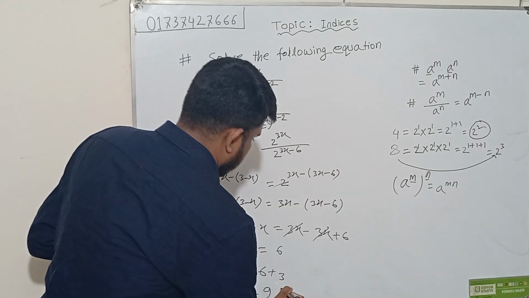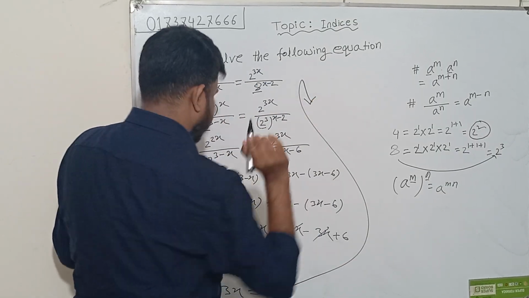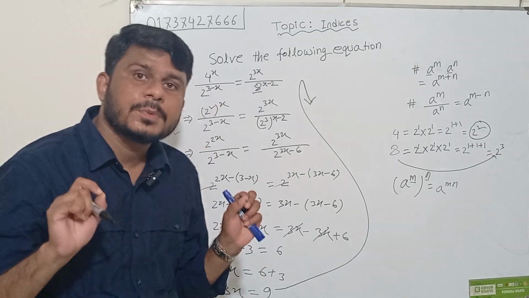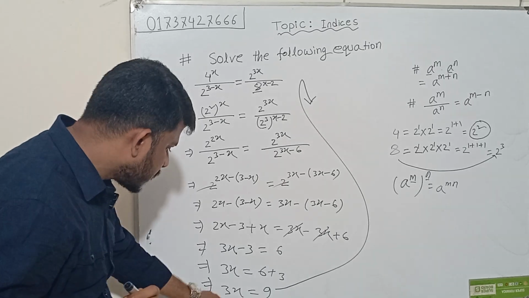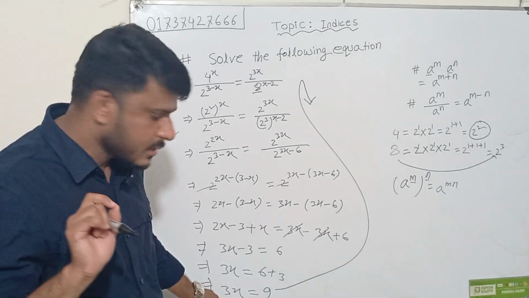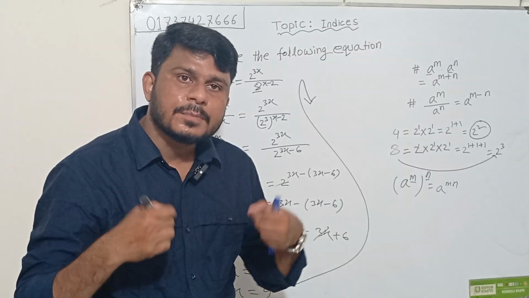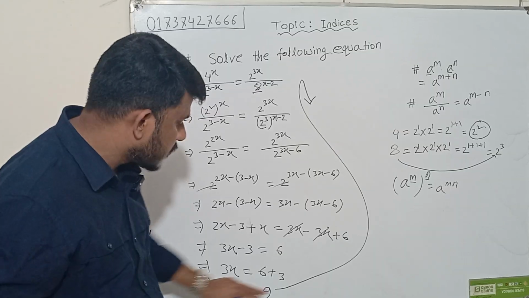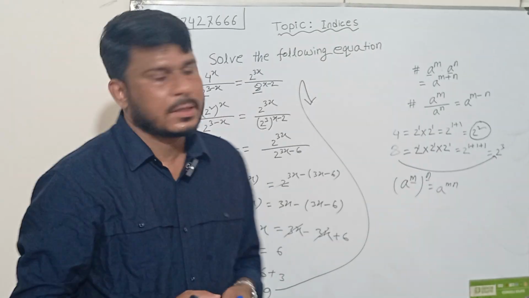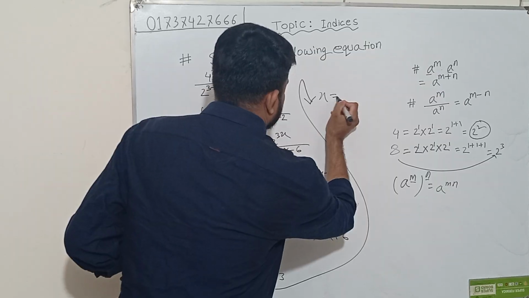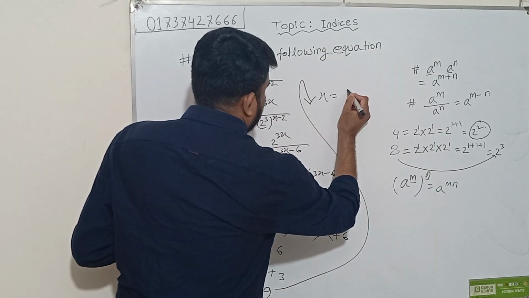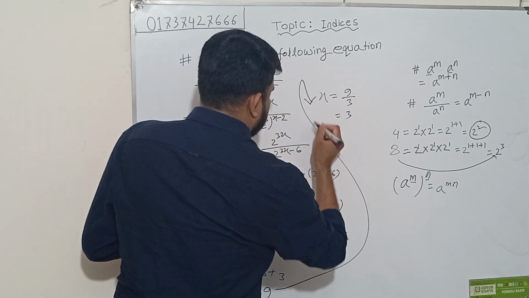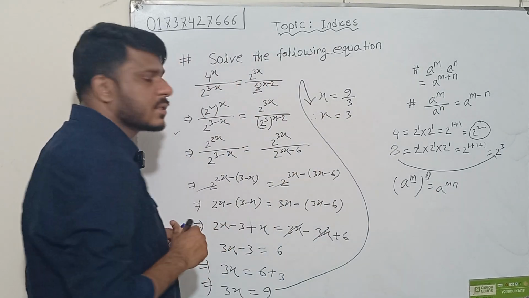So this 3x equals 9. We have to find the value of x. Since x and 3 are multiplied together, if I want to transfer this 3 to the right side, it will be divide. That means like that: x equals 9 by 3, and then 3. So x equals 3.